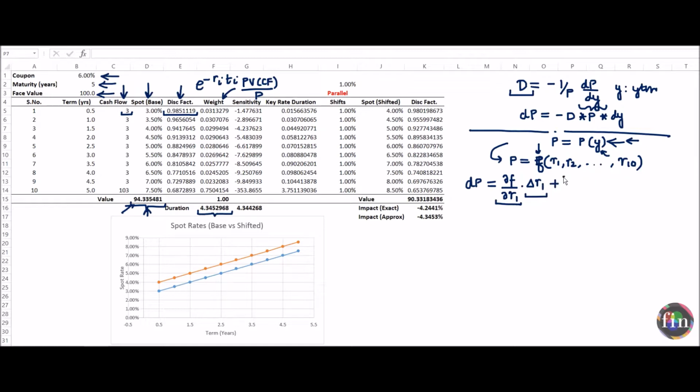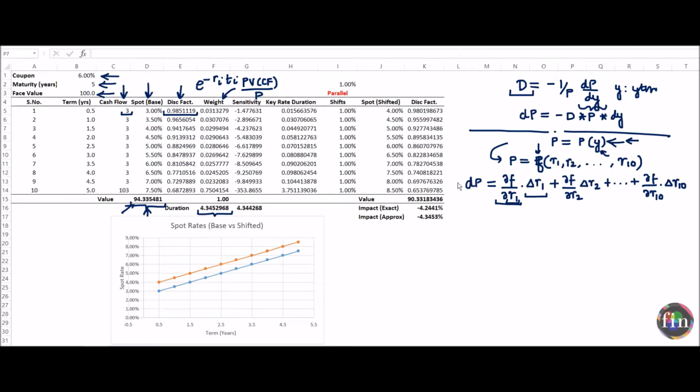So then I'll get the partial sensitivity of this pricing function with respect to the second spot rate, that times the actual change in spot rate, all the way till the partial sensitivity of this pricing function to the 10th spot rate, that times the actual change in the 10th spot rate. Okay. Now, why is it a partial sensitivity? Because when I compute this sensitivity, I only change this variable. That's it. I don't change any other variable. They stay in their original values. Okay, so that's about the partial sensitivity.